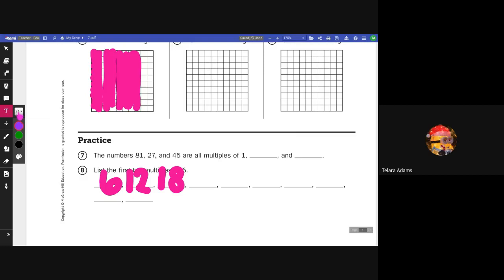Once you finish, you will submit this assignment.